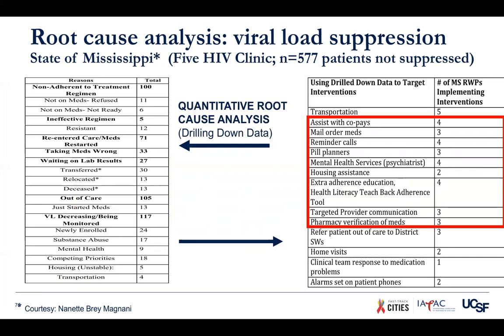And you can see here, after they've drilled down their data, they've now identified interventions that focus on those most common causes. And here are some of the things that they came up with: assisting with payment, having meds delivered, reminder calls, pill planners, providing mental health services, extra adherence education. Focusing on these will have the greatest impact as improvement work is started.